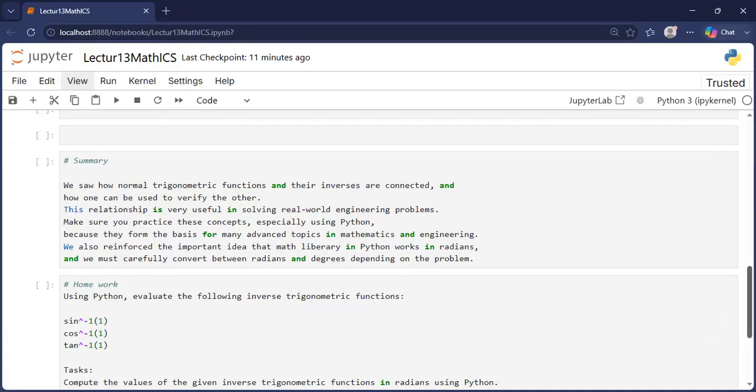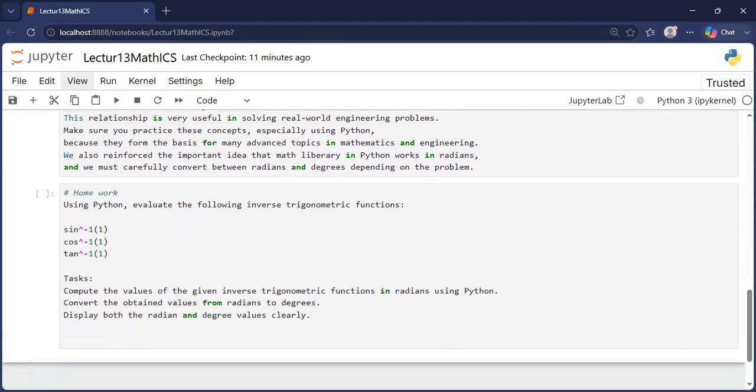Now your homework is, using Python, evaluate the following inverse trigonometric functions: sine inverse of 1, cos inverse of 1, and tangent inverse of 1. The tasks are to compute the values of the given inverse trigonometric functions in radians using Python, then convert the obtained values from radians to degrees, and display both the radian and degree values clearly, as we have done in this lecture. So that's all from my side.